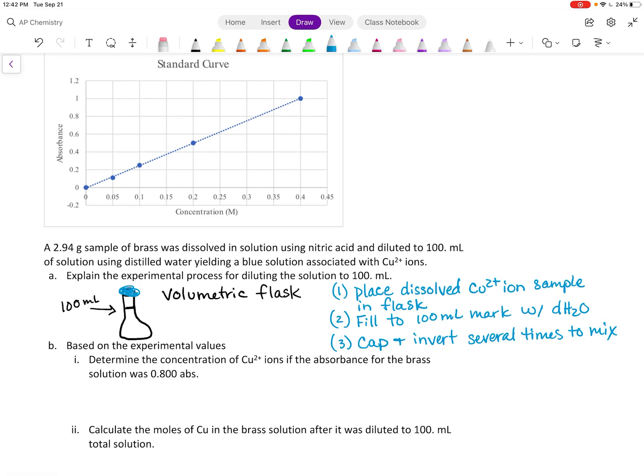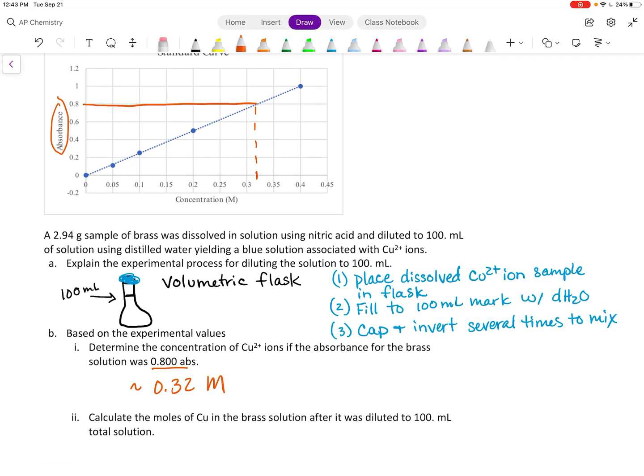So the first one says determine the concentration of copper ions if the absorbance for the brass solution was 0.800. Okay, so here's what we're gonna do. We're gonna go on the absorbance side, so make sure you're on the absorbance side. And we wanna go up to 0.8. We're gonna go all the way over until we hit our standard curve line, and then we wanna drop that line down and we wanna read this from the graph. And I'm gonna say it's approximately 0.32 molar. Okay, there's an approximation that we can have within that.